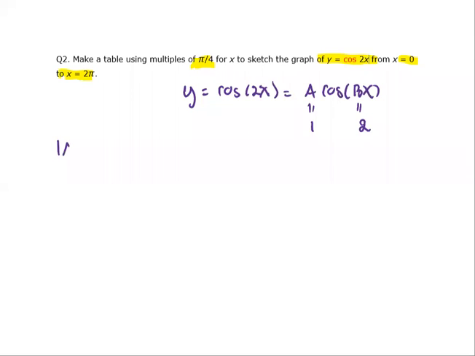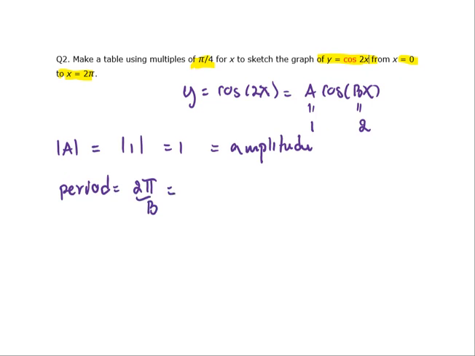The amplitude is the absolute value of a, which is the absolute value of 1, or 1. So this is our amplitude. And then the value b is used to compute the period. From the formula, the period equals 2 pi divided by b. Since b is 2, 2 pi divided by 2 equals pi. That means the graph completes one cycle within the length of pi.